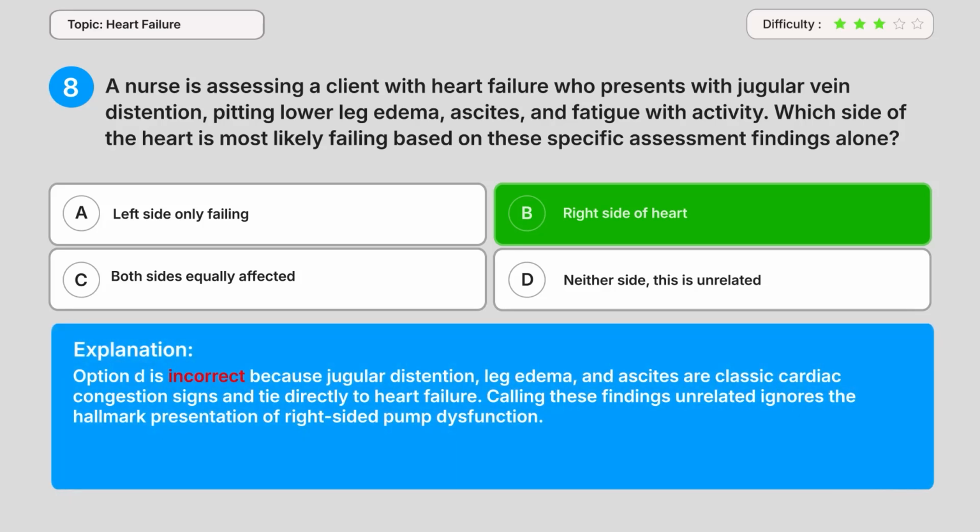Option D is incorrect because jugular distension, leg edema, and ascites are classic cardiac congestion signs and tie directly to heart failure.